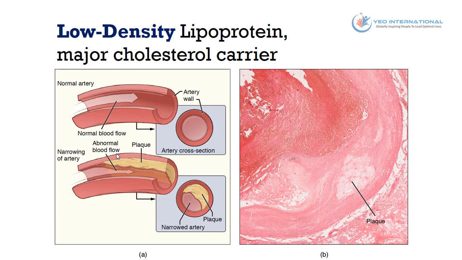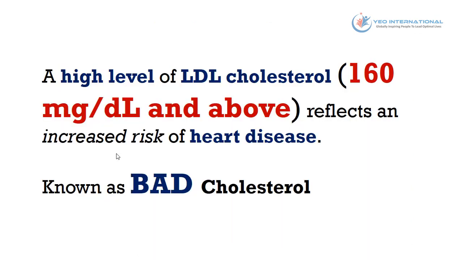This condition is known as atherosclerosis, and the formation of a clot near the plaque can inhibit flow of blood to part of the heart and result in a heart attack. Similarly, if the clot is found to be inhibiting blood flow to part of the brain, it can result in a stroke. So this is no fun, okay? A high level of LDL cholesterol, 160 mg/dl and above, reflects an increased risk of heart disease. LDL cholesterol is also known as bad cholesterol because of the negative health effects that it can create.